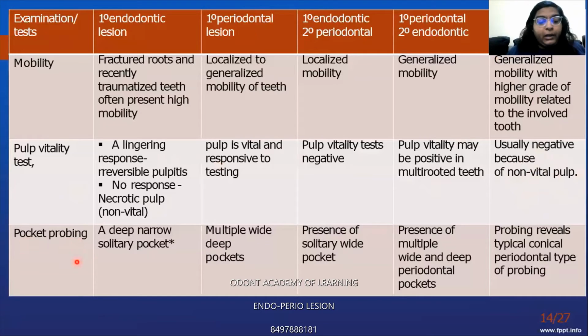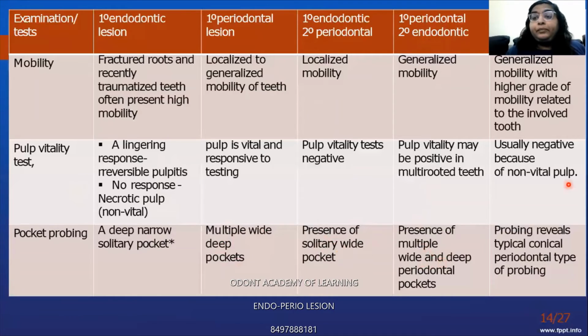Right. Coming to pocket probing. In the case of an endo lesion, you will see a narrow, deep, solitary pocket. Okay, a narrow, deep, solitary pocket. That means only in one particular area you will see the pocket. In primary perio, you will see multiple wide, deep pockets. In primary endo, secondary perio, there is a presence of a solitary wide pocket. In the case of primary perio, secondary endo, presence of multiple wide and deep periodontal pockets are seen.